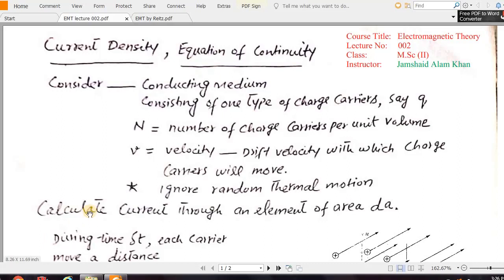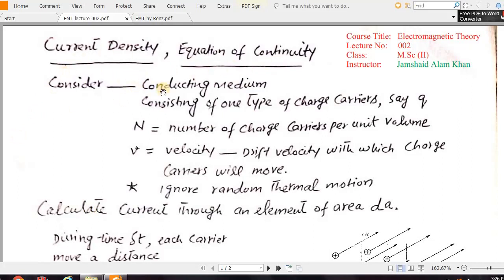We are studying the course Mathematical Theory. This is lecture number 2 for class MSc Part 2. I am your instructor Jamshid Alam Khan. Today the topic which we are going to study is current density and equation of continuity.